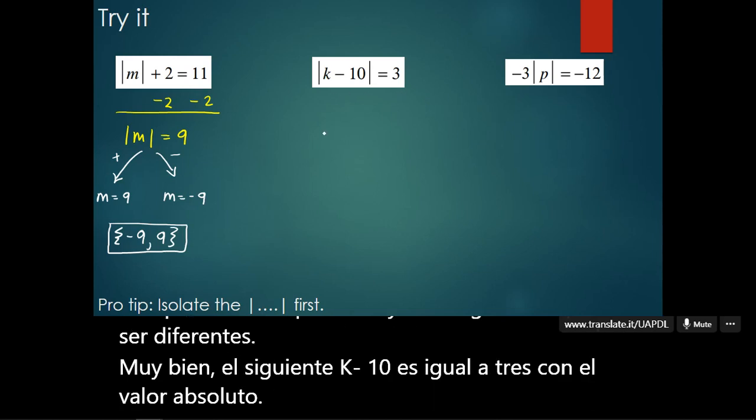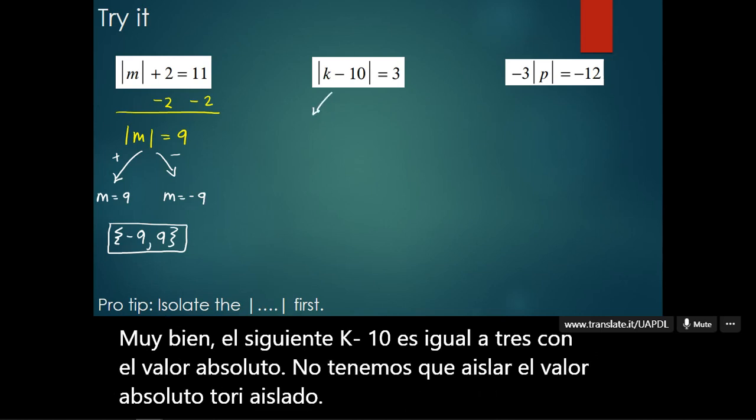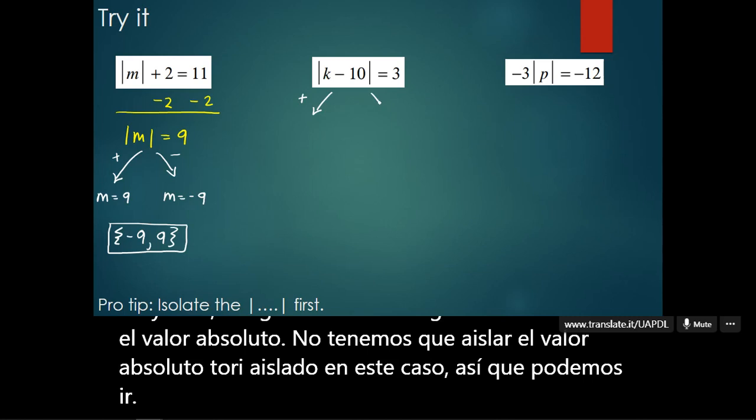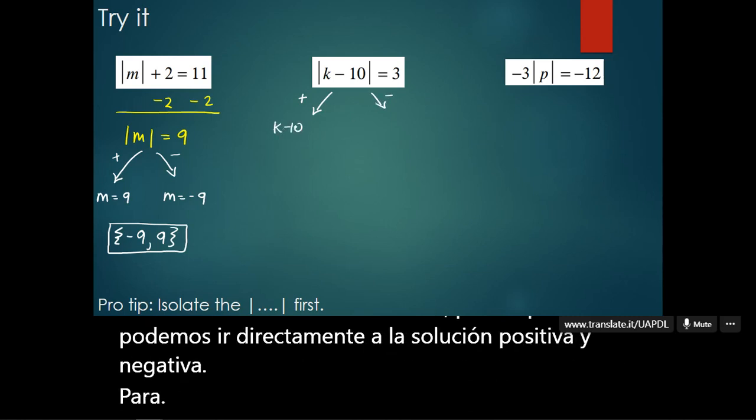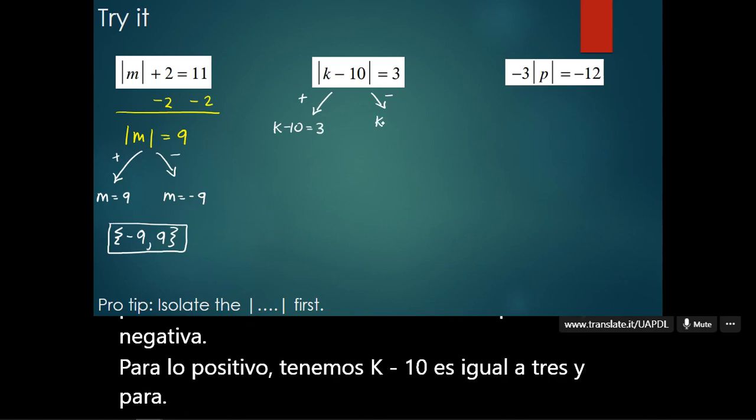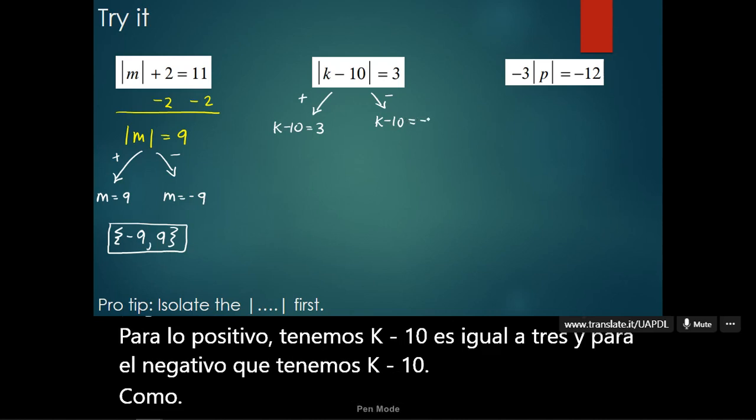We don't have to isolate the absolute value. It's already isolated in this case. So we can go straight into the positive and the negative solution. For the positive, we have k minus 10 is equal to 3. And for the negative, we have k minus 10 is equal to negative 3.